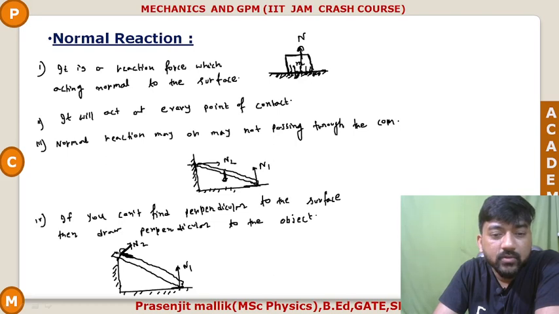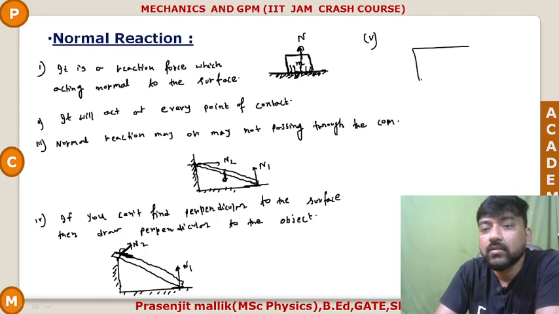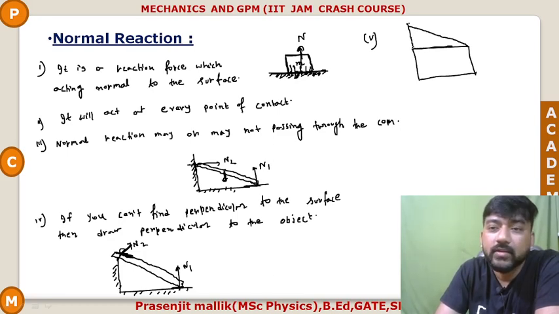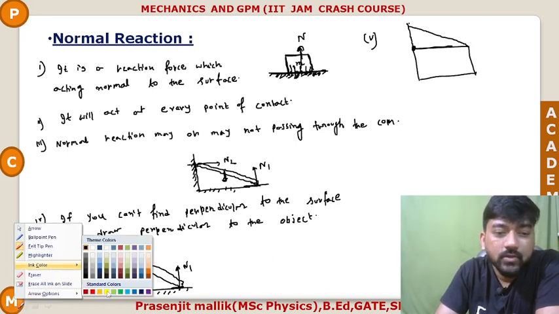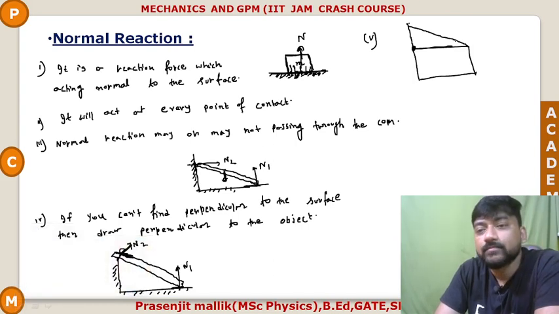But if you can't find either the perpendicular to the contact surface or the perpendicular to the object, if you can't find both, then you have to resolve the normal direction into two components, something like this. Let me tell you here. Suppose this is an object, a triangular shape object, a wedge, something like this, and we have to find the normal direction at this point. You can't find either the perpendicular to the contact surface or to the object. So in that case, you have to resolve into two components.